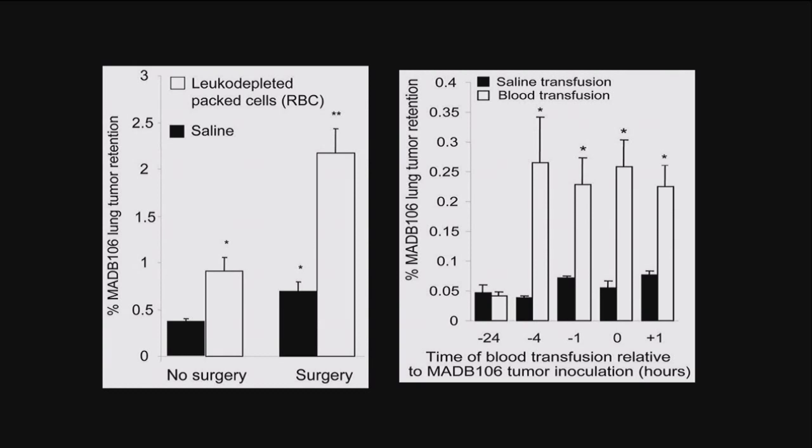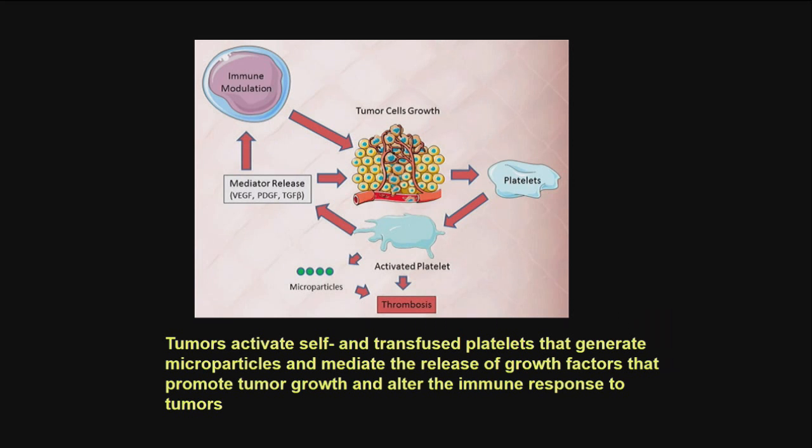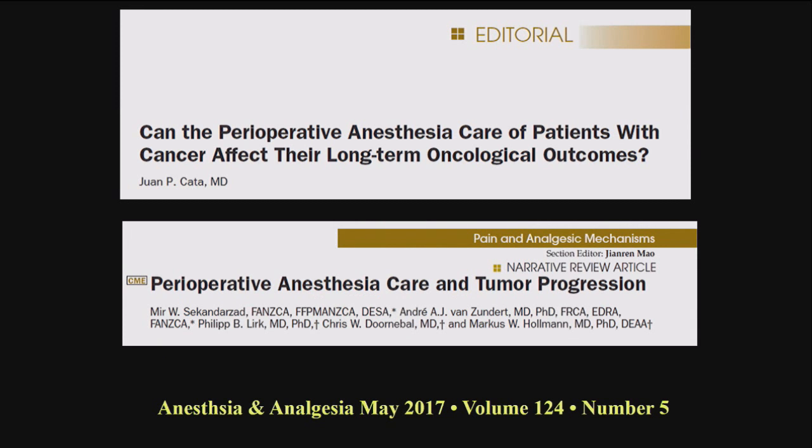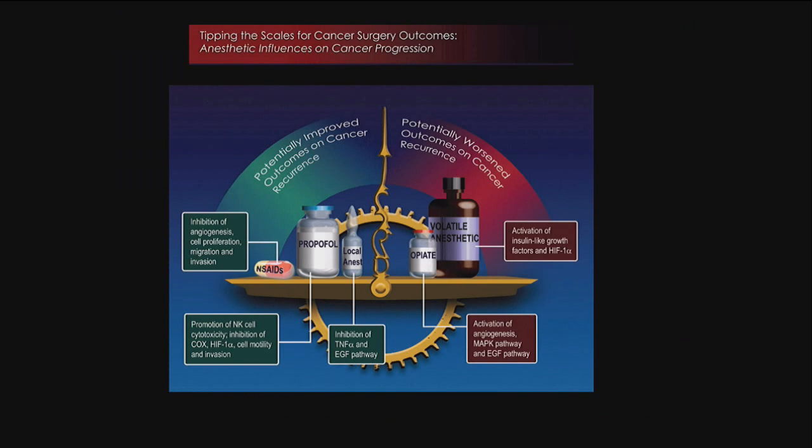And you can see it here. This is the metastasis with blood, and this is saline. Same thing intraoperatively, with blood and with saline. You give blood to the patient. This is platelet. There is an increment of this with platelet as well if you give platelet. And in this month's Anesthesia and Analgesia, this May issue, there is an editorial and an article looking at whether perioperative anesthesia care for lung cancer patients can change outcome.